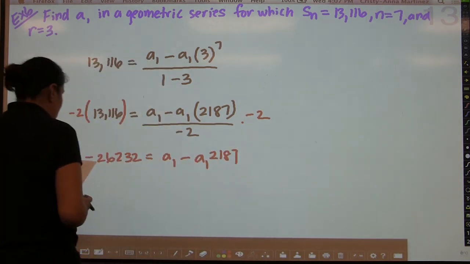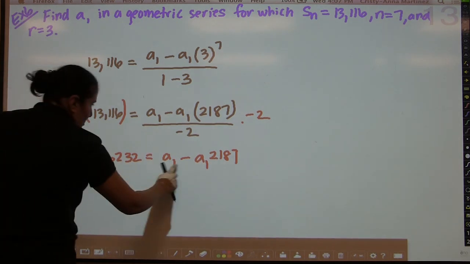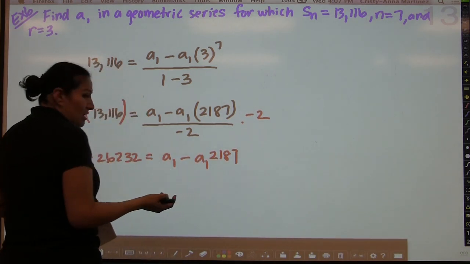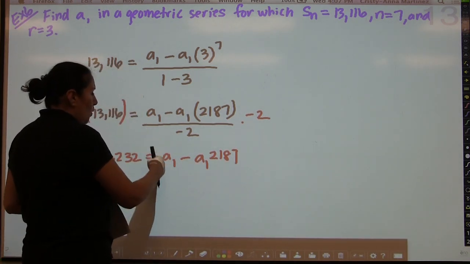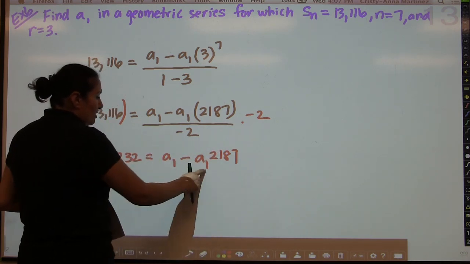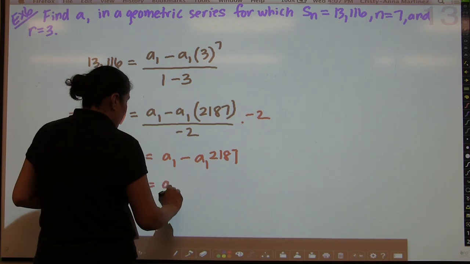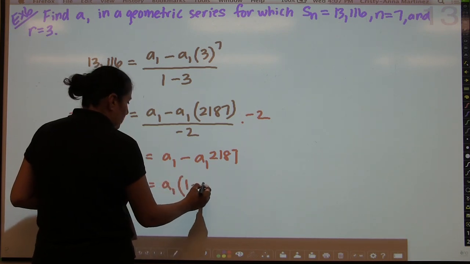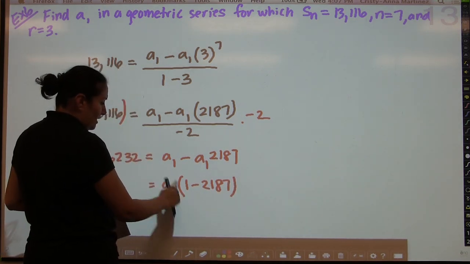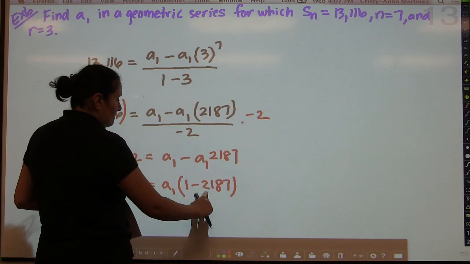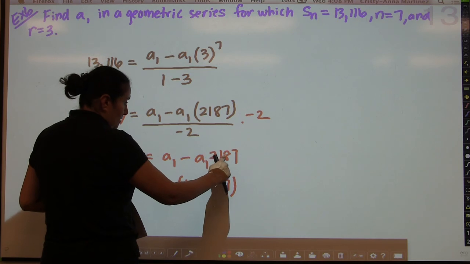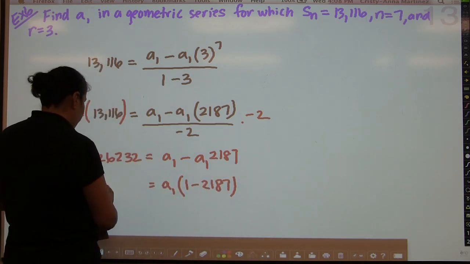All right? Now, because both of these terms have a sub 1 in them, we can actually factor out the a sub 1, or basically you can combine like terms. You guys know that when you have 1x minus some other value of x, you can just combine like terms. These are both like terms, but you can factor out the a sub 1, which will be 1 minus 2,187. So a sub 1 times 1 is a sub 1. A sub 1 times negative 2,187 is negative a sub 1 times 2,187. So we're just factoring it out.